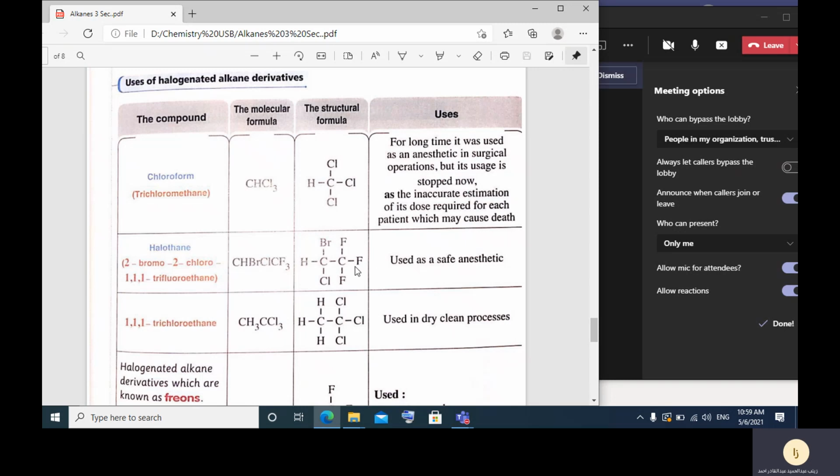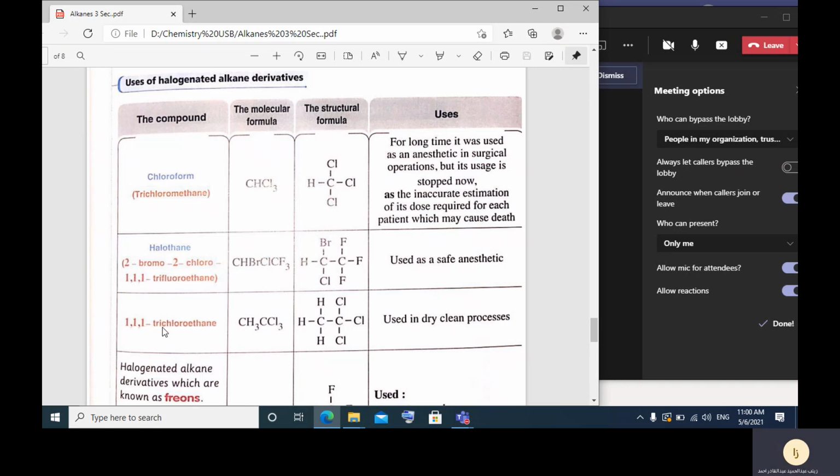Halothane. Its chemical name is 2-bromo-2-chloro-1,1,1-trifluoroethane. Again, 2-bromo-2-chloro-1,1,1-trifluoroethane or halothane. It may come in the exam to write its structural formula or its nomenclature. It is used as anesthetic but it is safe.